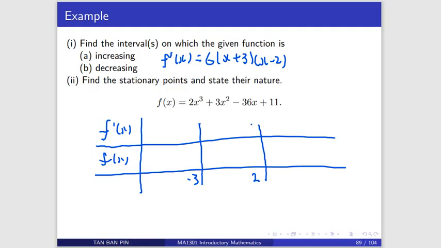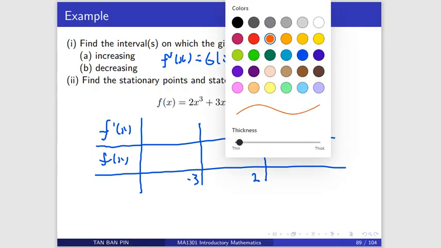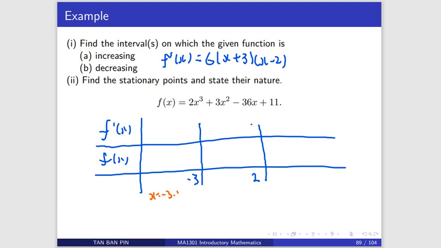So at minus 3, you can choose x as minus 3.1. And then you test out x plus 3. X plus 3 will be minus 3.1 plus 3. So it's negative. So the first bracket x plus 3 is negative. After that, you can look at the other factor, x minus 2. If you choose x as minus 3.1, it's minus 3.1 minus 2. So it's negative. So the second factor is also negative.